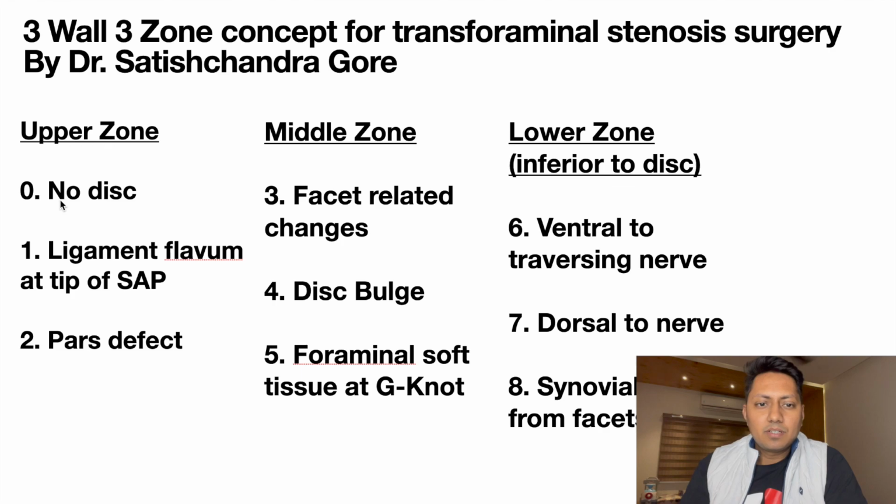So in the upper zone, target 0. 0 signifies that there is no disc in the upper zone, so there are no disc related changes. So there is no target regarding disc in the upper zone. There is ligamentum flavum hypertrophy at the tip of the superior articular process that compresses the exiting nerve root.